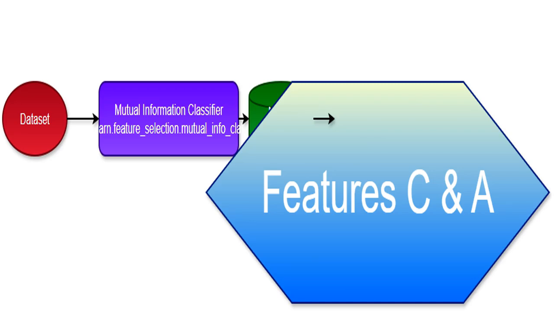After ranking the features based on their scores, I selected features C and A as the top 2. Feature C has the highest score, 0.80, and feature A has the second highest, 0.25. These 2 are the most informative features for classification according to the mutual information metric.